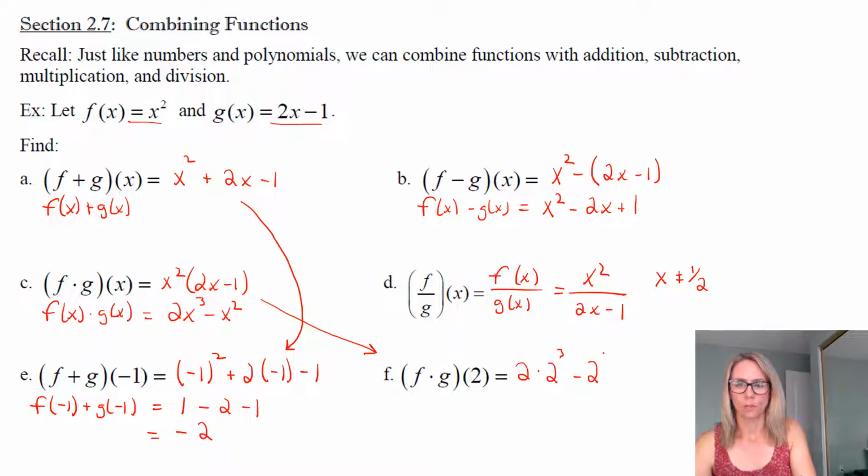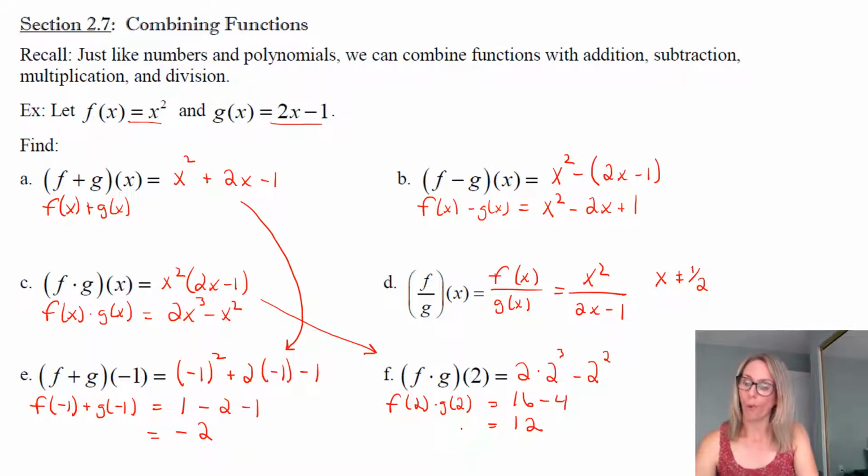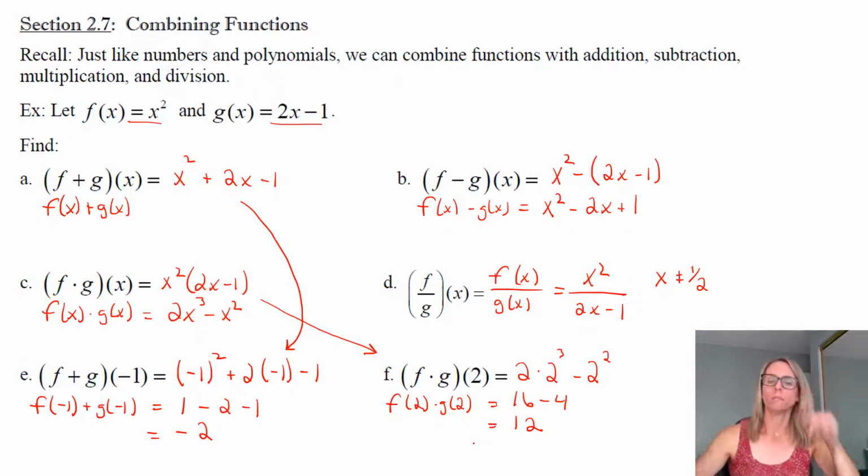So we're just plugging in 2 everywhere where we see x. Looks like we get 16 minus 4, which is 12. Remember that this is the same as f of 2 times g of 2. You could do it that way as well. So big thing there, you can add, subtract, multiply, divide functions. When you do divide them, you do have to pay a little bit of attention to the domain, but that doesn't mean that you don't just put f of x over g of x.